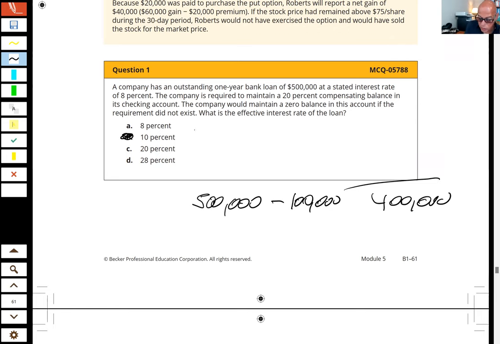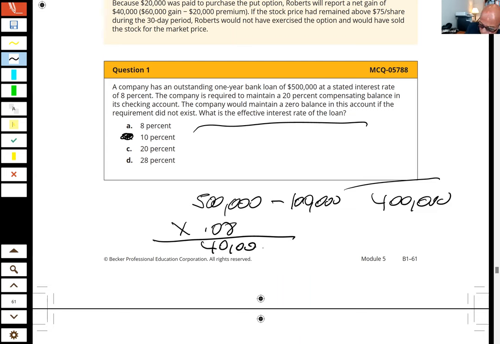And then the question asks, what's the effective rate? Well, we have to pay interest on the full $500,000. So $500,000 times the 8% is $40,000. If we're paying interest per year of $40,000 on $400,000 worth of borrowing, that gives us a 10% effective interest rate.